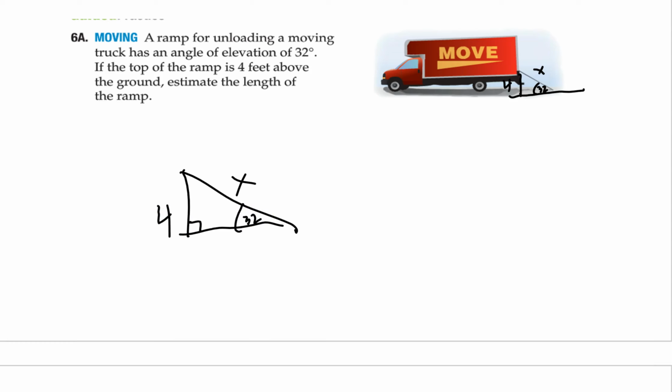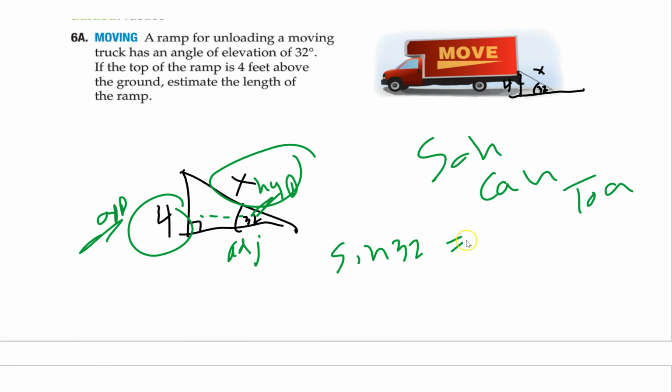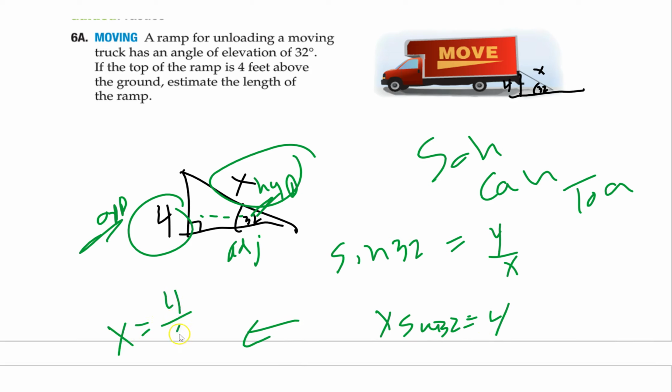So we can do what we've just been doing. So we've got TOA. And look what we have, right? This is opposite, this is adjacent, this is hypotenuse. I want hypotenuse, I have opposite, that is O over H, that is sine, my favorite. Sine of 32 equals 4 over x. We're going to multiply both sides by x to get x sine 32 equals 4, then divide by sine of 32. And you get x equals 4 over sine of 32. You just put that in your calculator to get an answer.